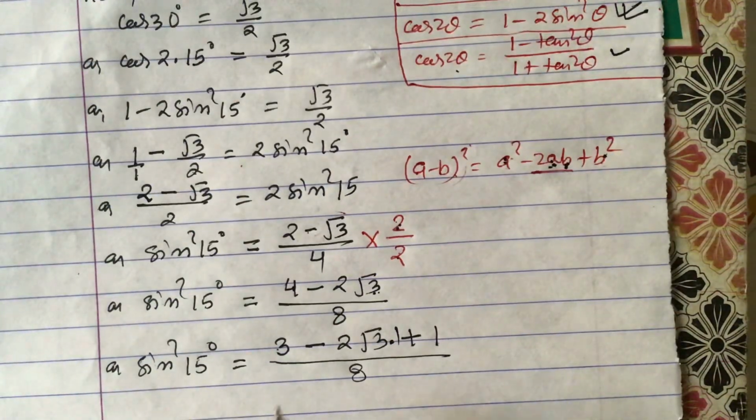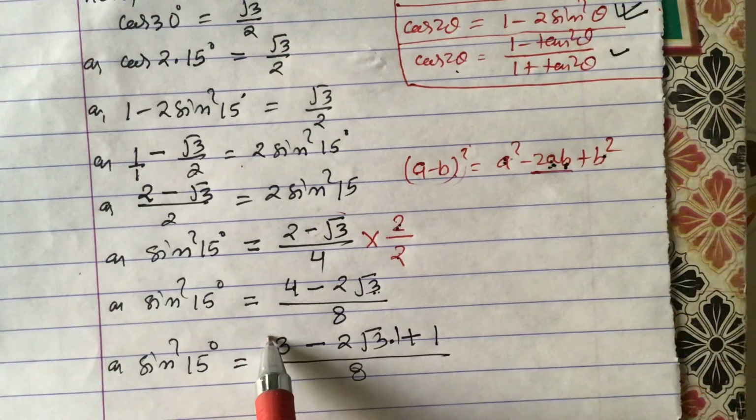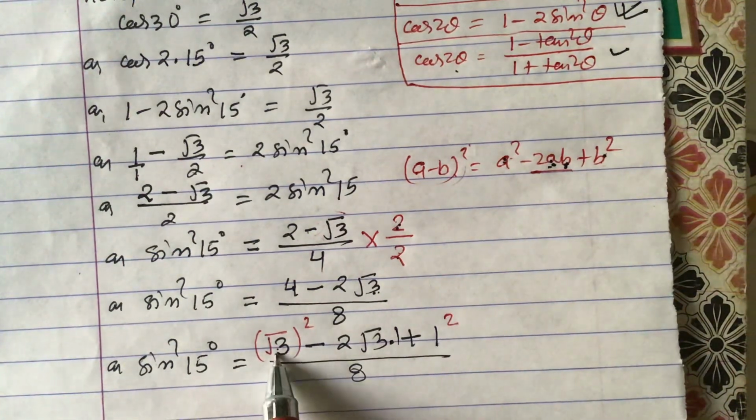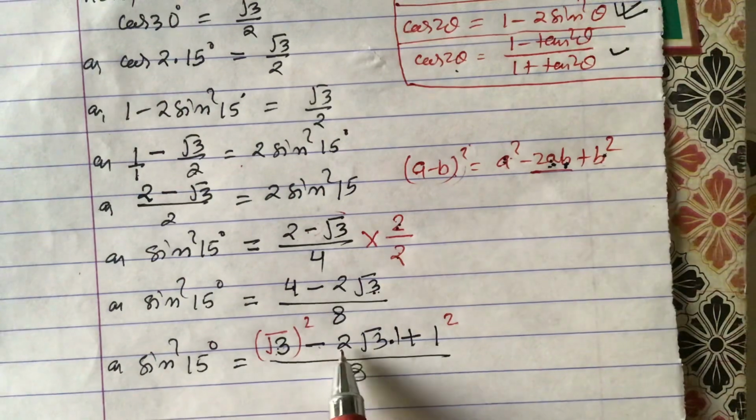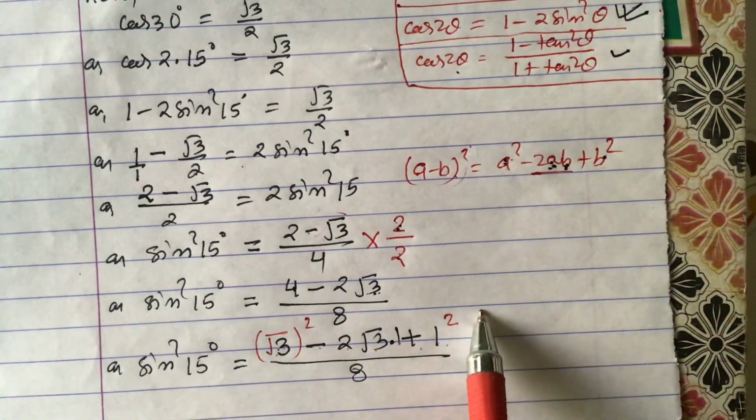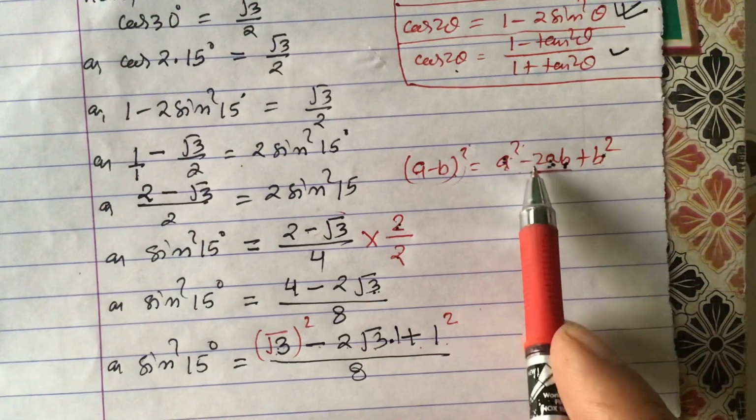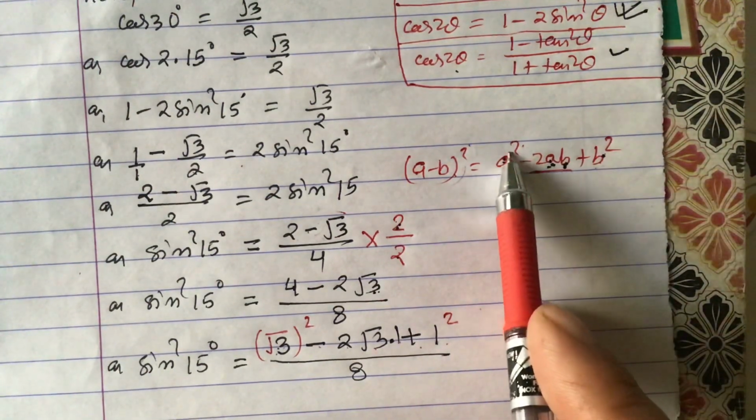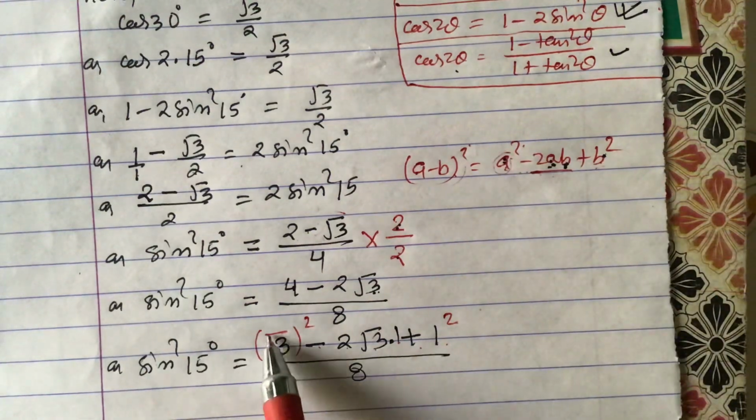Look here. This 3 can be written as root under 3 whole square. See, this square and root will cancel, we will get 3. And here also we can put 1 square. Now look at it: a square minus 2ab plus b square. Just a is replaced by root under 3.